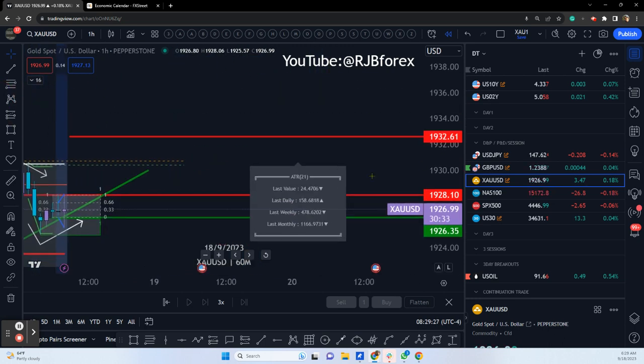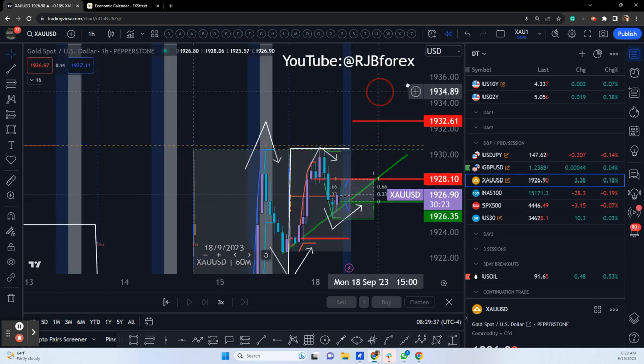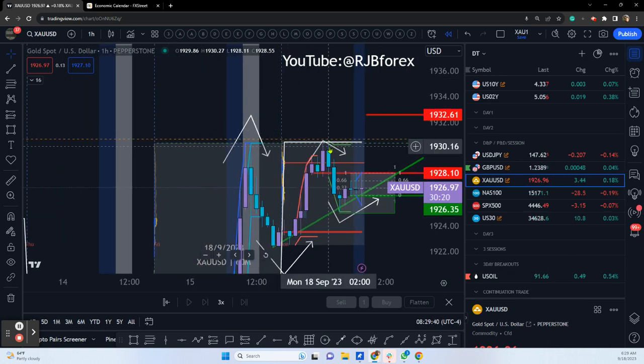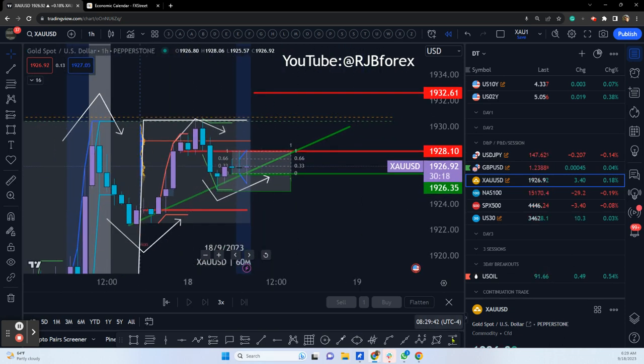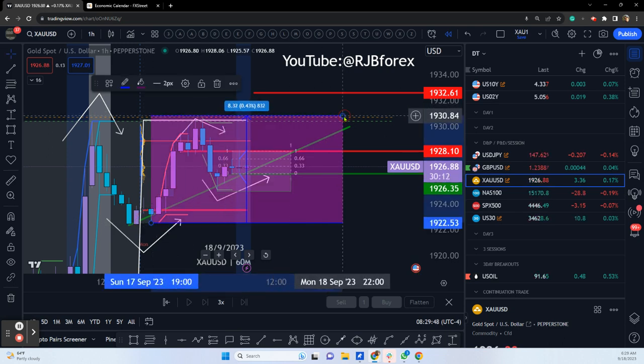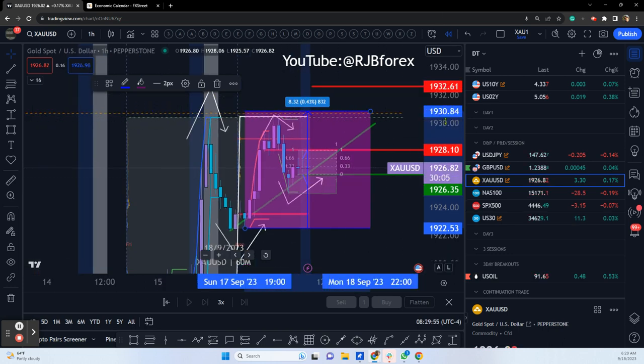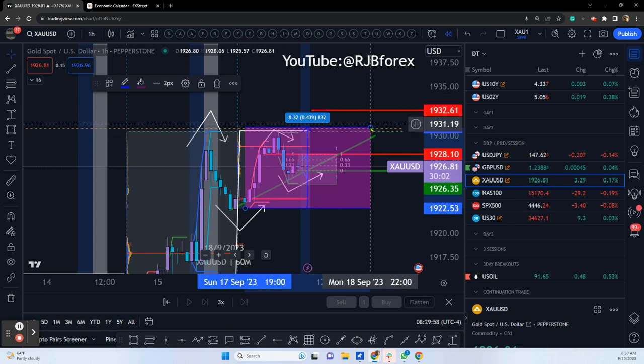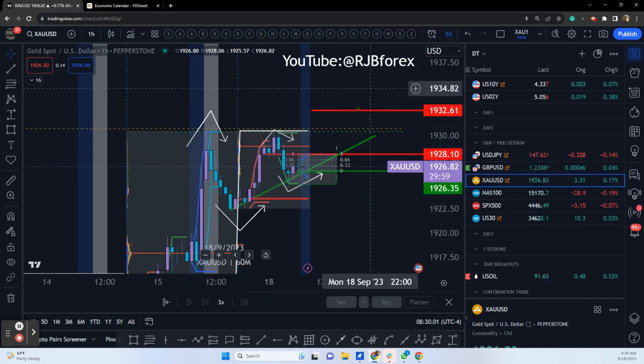The average true range on any given day within the last 21 days has been, no, sorry, about $16. So on the day itself so far, we've only done 8 of those. So we could quite easily see a continuation up into the 30s. I've marked 1932 as it's a Fibonacci target. All right, so that's what I'm looking for.